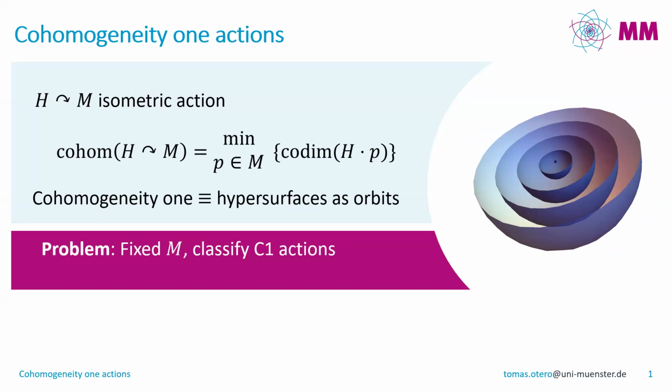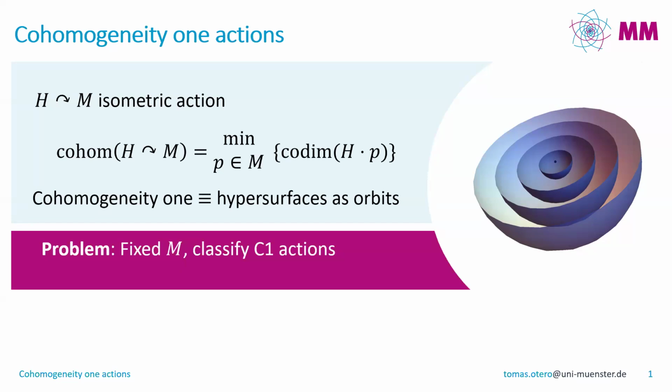In particular, for cohomogeneity-one actions, we can think of them as actions which have at least some hypersurfaces as orbits. The orbits which are hypersurfaces, I will refer to as regular orbits, and the ones that are not, I will call singular orbits.